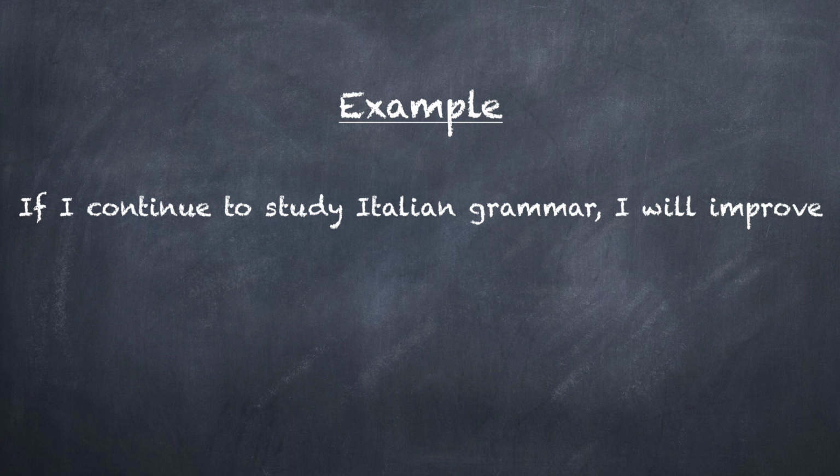So an example for you guys. If I continue to study Italian grammar, I will improve. Okay, so that is an example for you guys. So why do we use first conditional? We use first conditional when something is very possible, very likely. So like in the example I gave you, if I meet the condition, if I study, then the result will be that I will improve. So those are the basics.